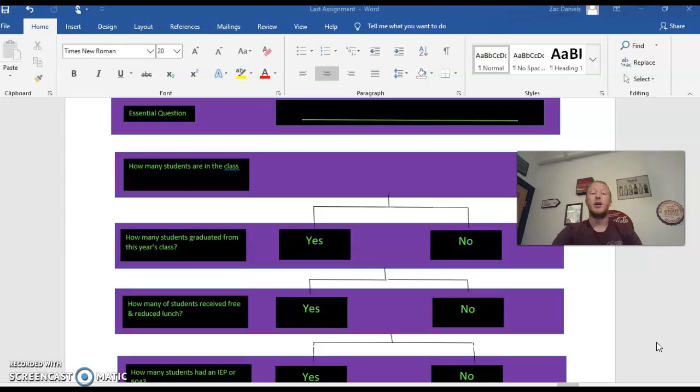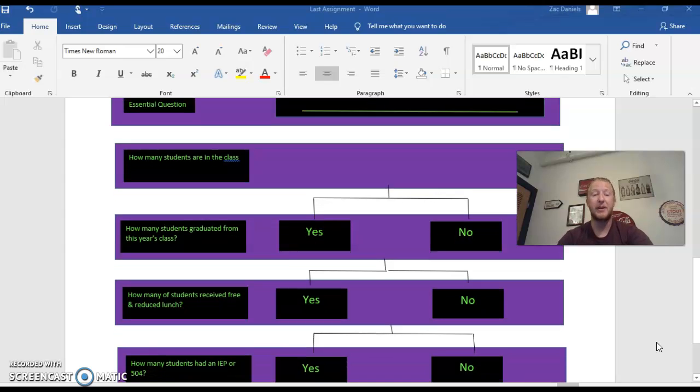We looked at how many students we have in our class, and then how many students graduated from this class. Did all 500, whatever number that is, graduate, yes or no? From there, we looked at how many received free and reduced lunch. Now, at our school, as I mentioned in past assignments, we do have high and we have low. We don't have much in between. So we do have a very high number of free and reduced lunch.